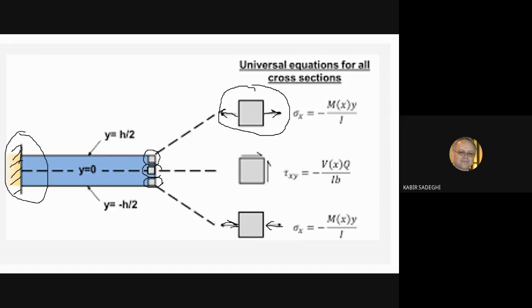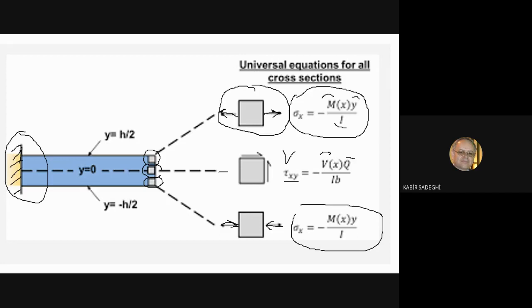And here we just calculate the flexural stress, M times Y over I. For the bottom, the same. But at the location of the neutral axis, there is no flexural stress, we just have shear stress. And this is the shear force times the static moment over I, the moment of inertia, times B.